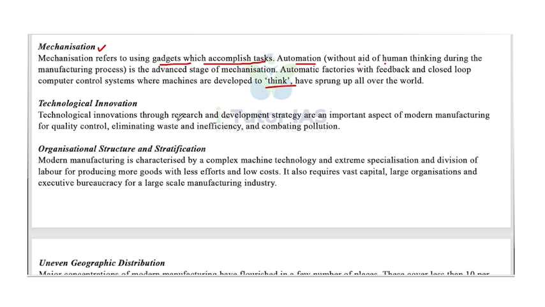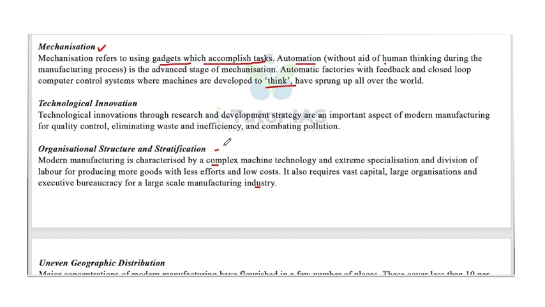Technological innovations through research and development strategy are important aspects of modern manufacturing for quality control, eliminating waste and inefficiency, and combating pollution. Now, organizational structure and stratification. Modern manufacturing is characterized by a complex machine technology and extreme specialization and division of labor for producing more goods with less effort and low cost. It also requires vast capital, and a large organizational and executive bureaucracy for a large-scale manufacturing industry. Okay, so that is organizational structure and stratification.